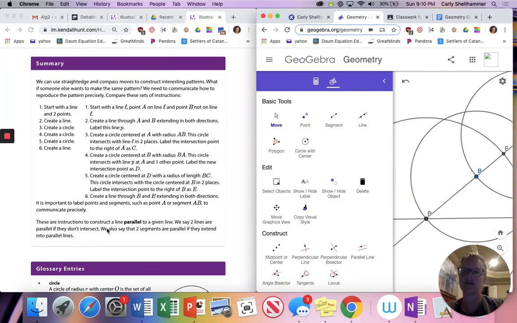Instructions to create a parallel line to a given line. We say two lines are parallel if they don't intersect. We also say two segments are parallel if they extend into parallel lines. So we actually will do this, but I'm going to start again when I have a full screen from GeoGebra because that was difficult. And I'm learning how to use this method of delivering online classes, and it's fine.